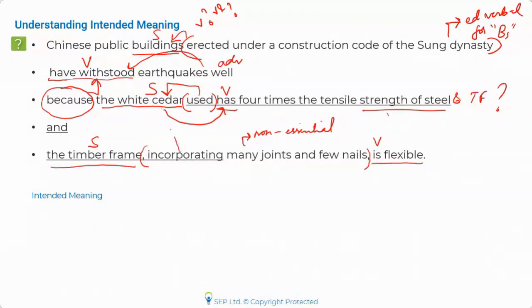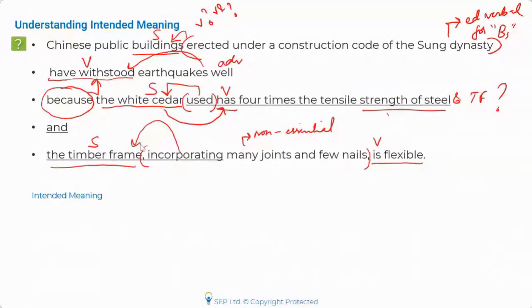The description about the timber frame is what? It can incorporate joints and nails. The frame will have joints, the frame will have nails. So the frame has many joints and therefore maybe it can withstand the earthquake well. If the earthquake is shaking the building and the timber frame is flexible, that means it has many joints. It will not break, it will just bend. That's the way I do the meaning here. So the sentence is correct as it is.